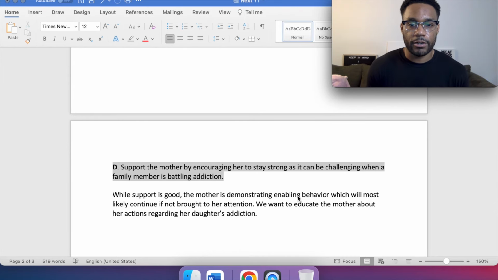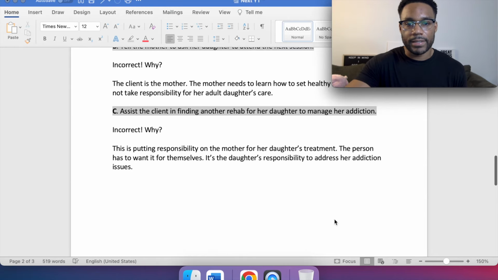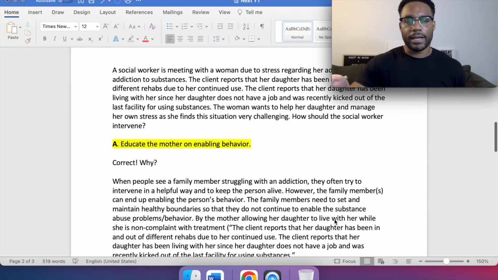Support the mother by encouraging her to stay strong, as it can be challenging when a family member is battling addiction. While support is good, the mother is demonstrating enabling behavior, which will most likely continue if not brought to her attention. We want to educate the mother about her actions regarding her daughter's addiction. So again, this isn't saying, oh wait, we can't help a family member, a loved one that's going through anything, right? We can't do anything. There's a way we want to go about it.